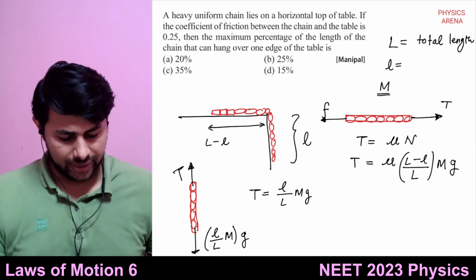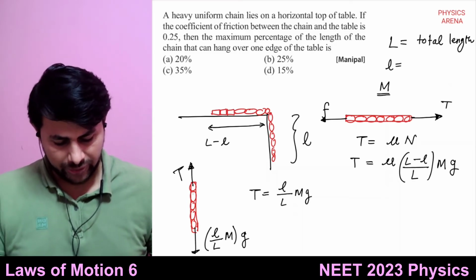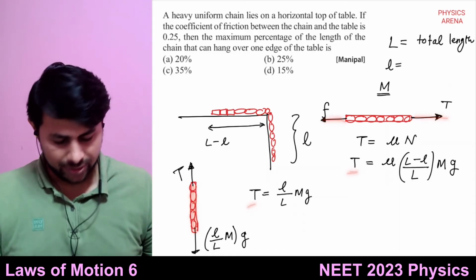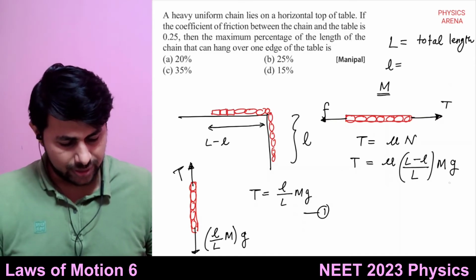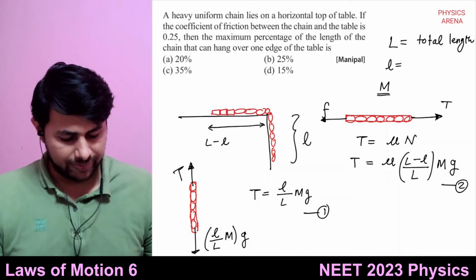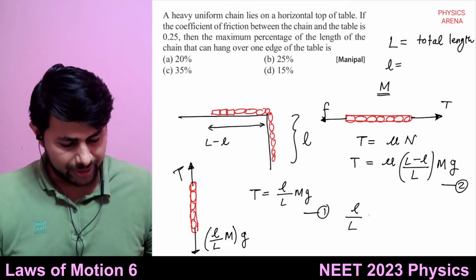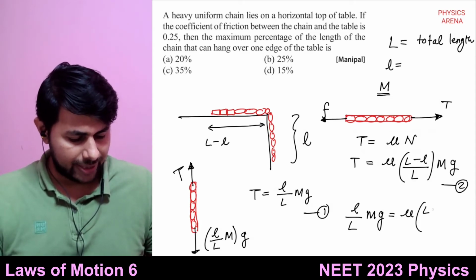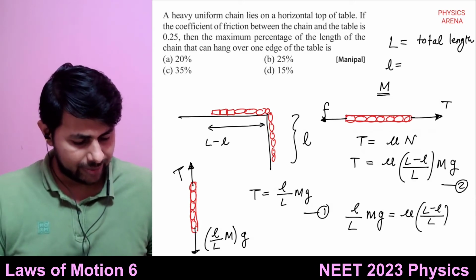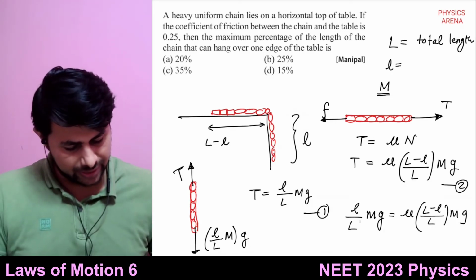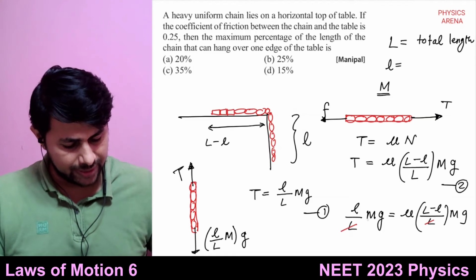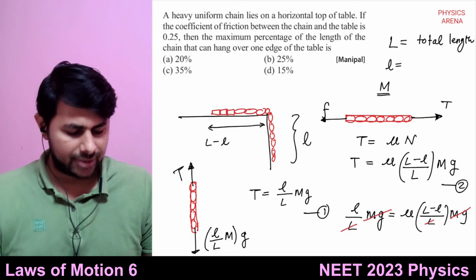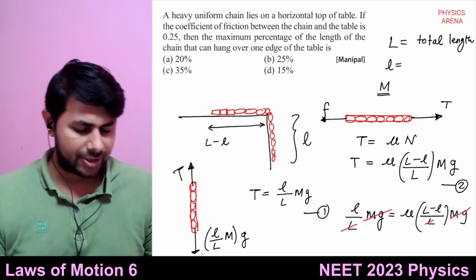Okay, so now the weight of this part is equal to tension, and tension is equal to this frictional force. So this is your equation 1, this is equation 2, and you can equate them. So you get small l upon capital L multiplied by Mg is equal to mu multiplied by (L minus small l) upon L multiplied by Mg. And we can see some cancellations here. L gets cancelled, Mg gets cancelled. So we get small l is equal to mu multiplied by (capital L minus small l).